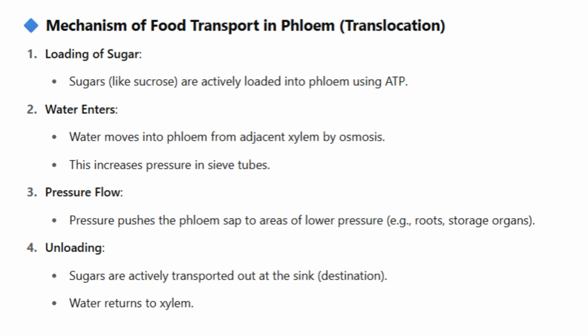Pressure flow. Pressure pushes the phloem sap to areas of lower pressure, e.g., roots, storage organs. Unloading. Sugars are actively transported out at the sink. Destination. Water returns to xylem.